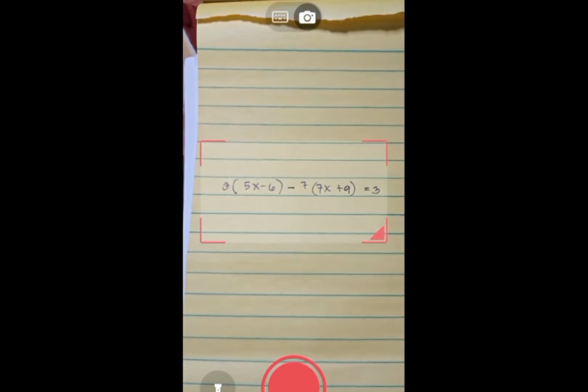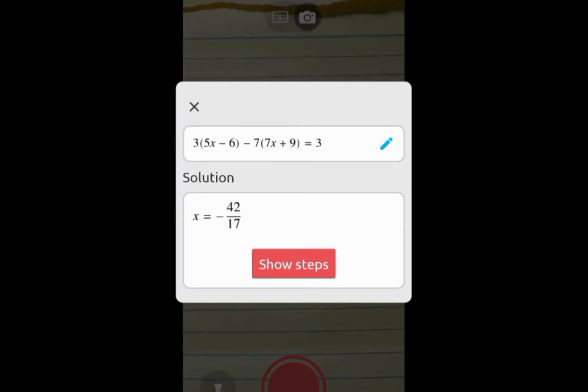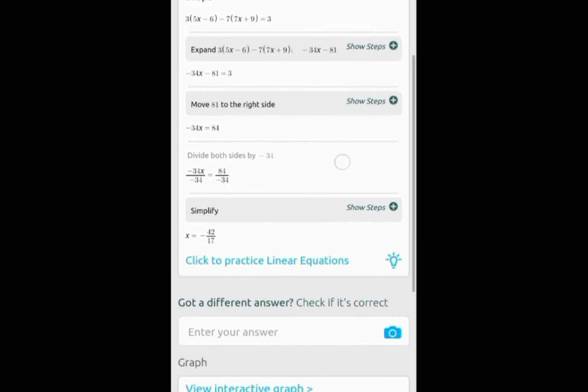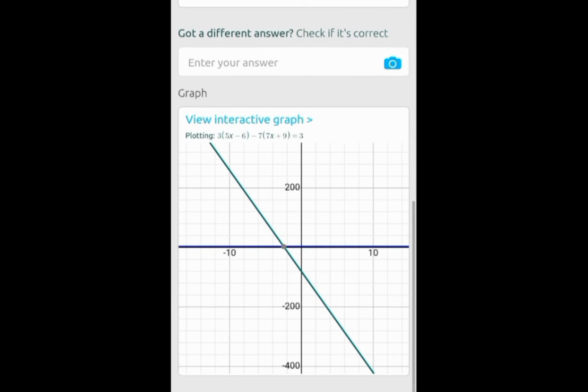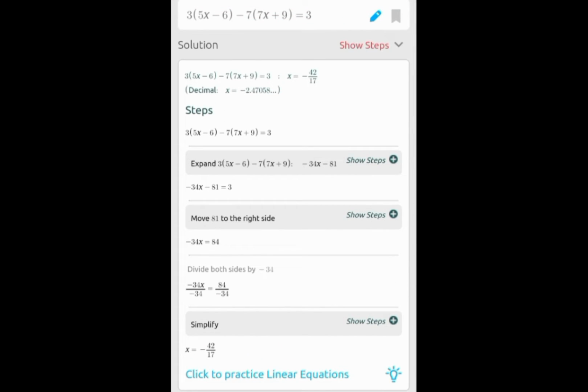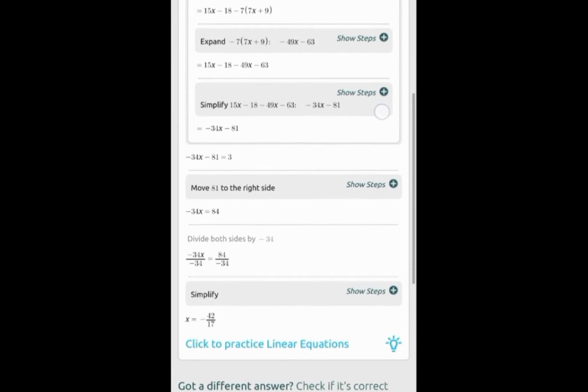Okay, so for example, we have this problem right here. Let's scan it and wait, and here it goes. We have the answer. Now we have to click show steps for the explanation or to show its solutions. If you want to have more details about how it got the answer, just click show steps, and of course it also gives us the graph of the equation. And there you have it. That's how we use Symbolab, using its photo feature to find the answer to a specific problem in math.